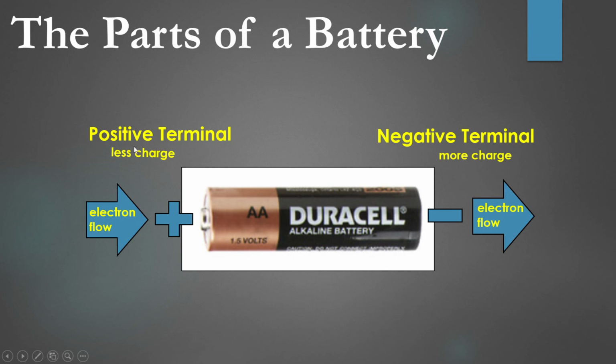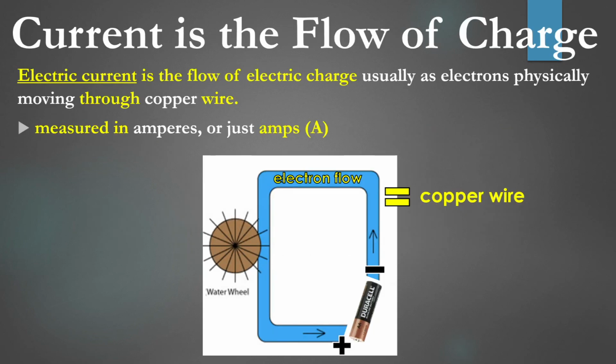So here it is, positive terminal, less charge. The electrons flow into the positive and they flow out of the negative. So the negative terminal has more charge. The positive terminal has a little bit less charge. Again, positive actually means less. Negative means more.